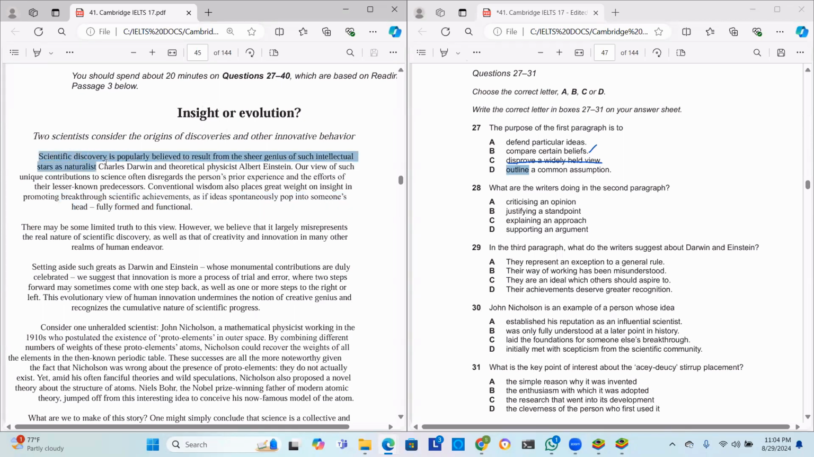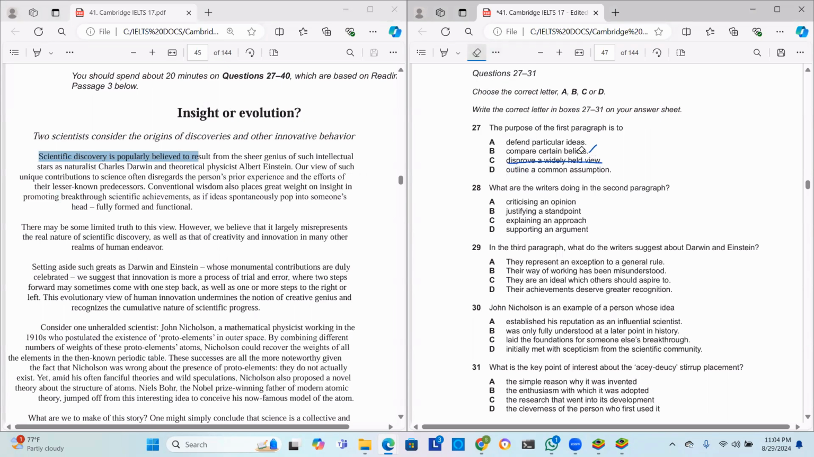See, in the first para itself, first line itself, he told about the popular beliefs. Okay, so discovery is believed to result from the genius of these scientists. So, okay, so yes, I think D is the right answer.